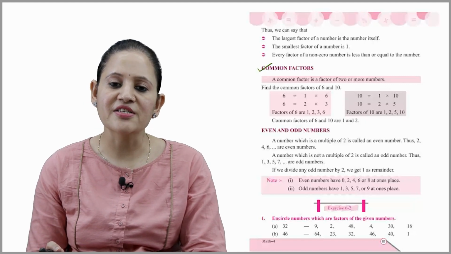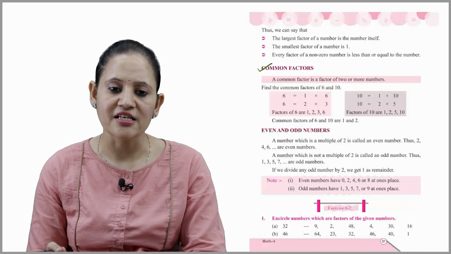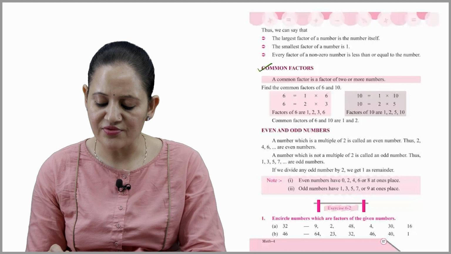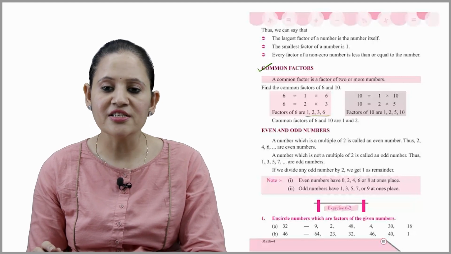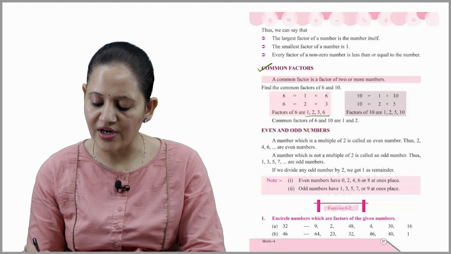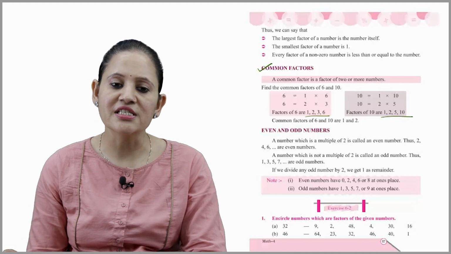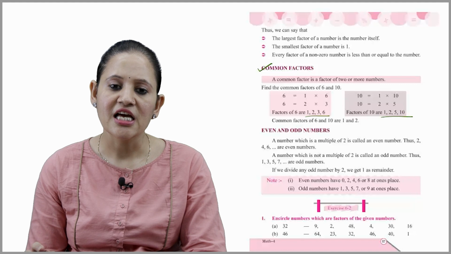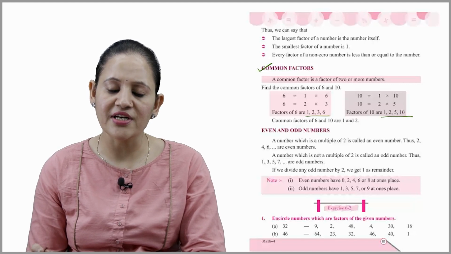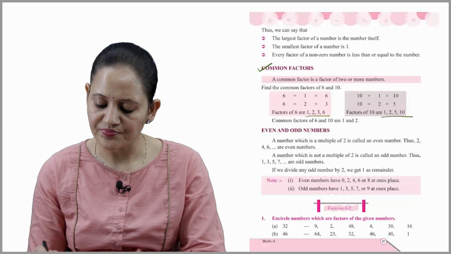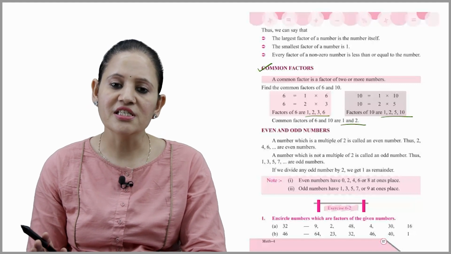A common factor is a factor of 2 or more numbers. Find the common factor of 6 and 10. First we will write the factors of 6, that are 1, 2, 3 and 6, and factors of 10, that is 1, 2, 5 and 10. Now we can see which factors are common to 6 and 10, that is 1 and 2. So these are the common factors.